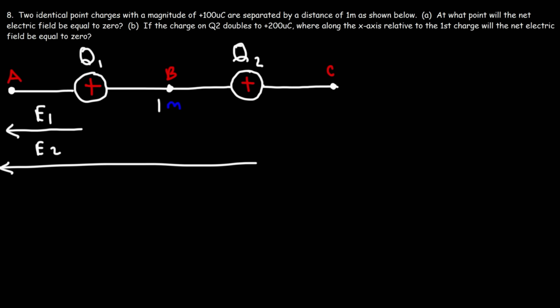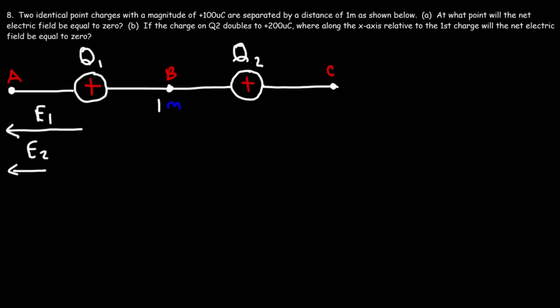But here's a question for you. Which electric field will be greater, E1 or E2? Now remember, these charges are identical, so the magnitude of the charge is the same. The only thing that's different is the distance. Q1 is closer to point A than Q2. So E1 is going to be bigger than E2. So if this is E1, E2 is going to be a smaller vector. Nevertheless, the net electric field at point A will be directed west.